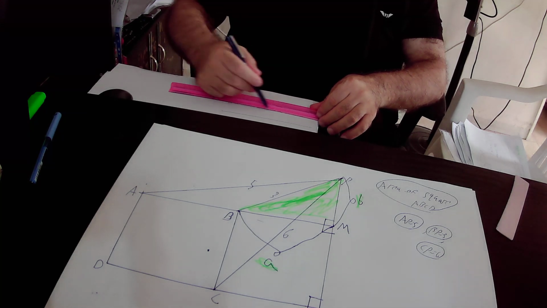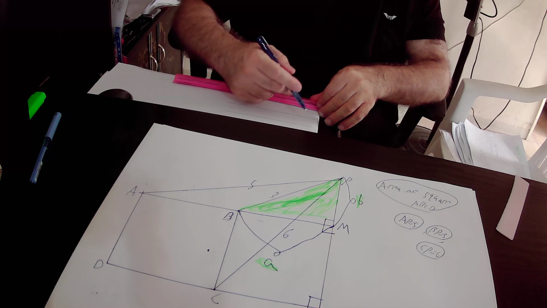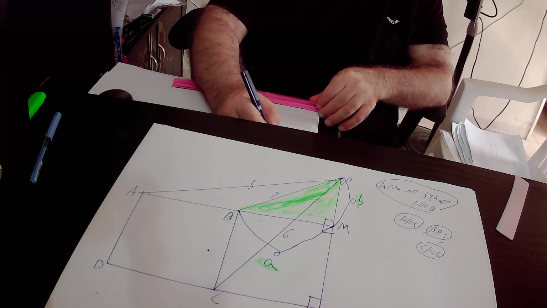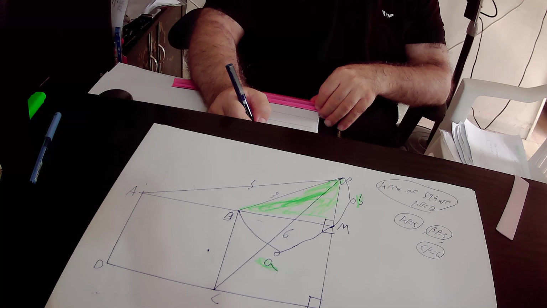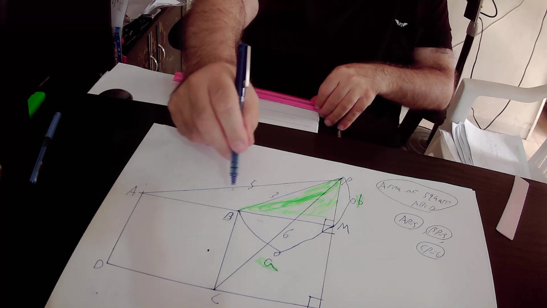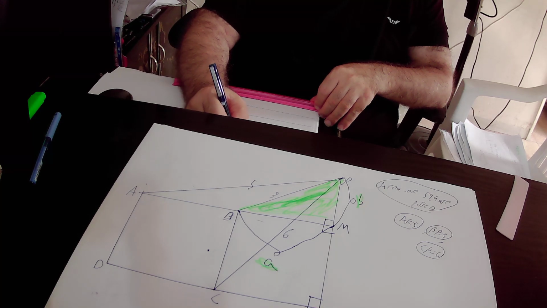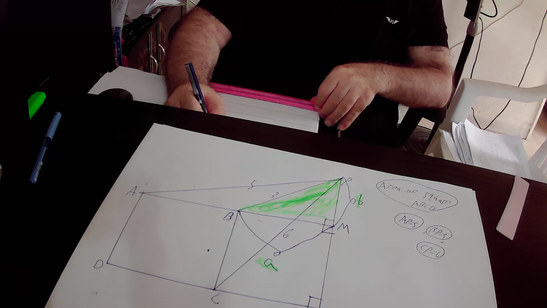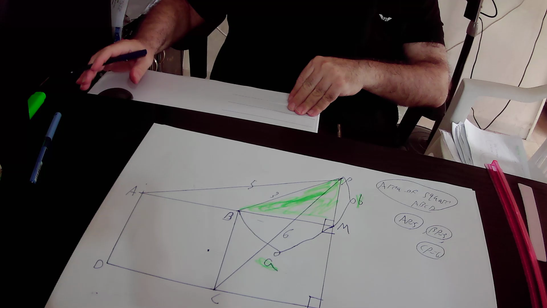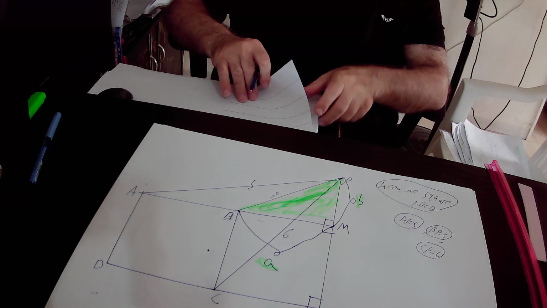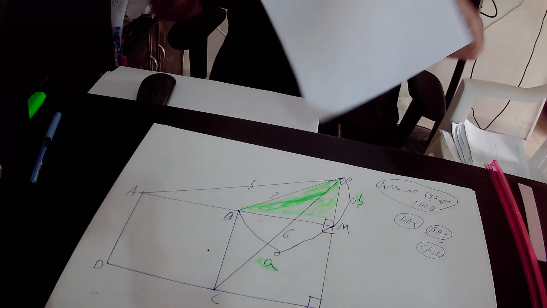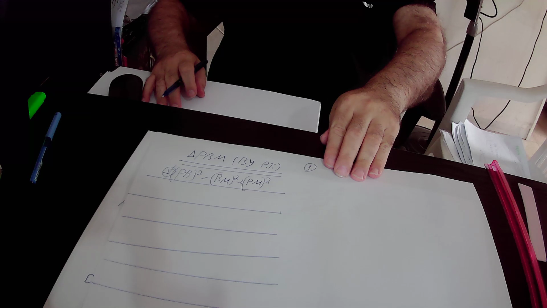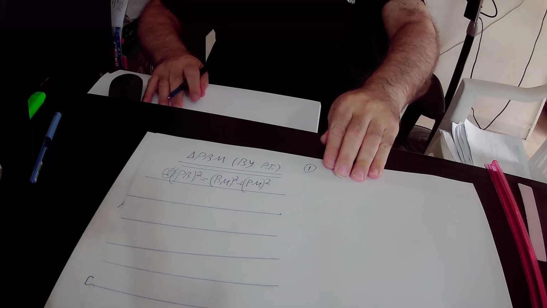Therefore, the square of the hypotenuse is PB squared, and it must be equal to the sum of the squares of the perpendiculars. That is to say, it must be equal to BM squared plus PM squared. So, I repeat again. In the green right triangle PBM, according to the Pythagoras theorem, PB squared equals BM squared plus PM squared.